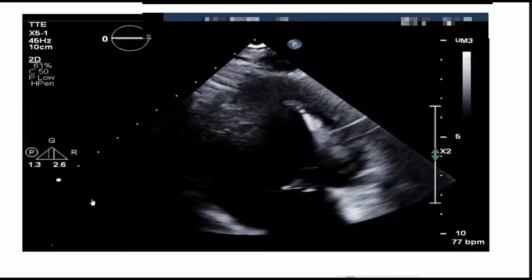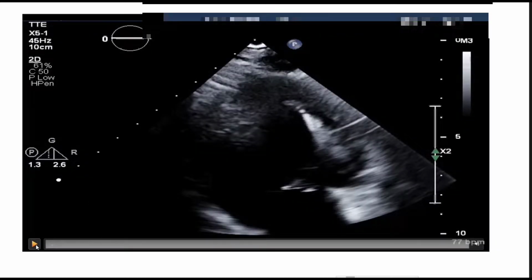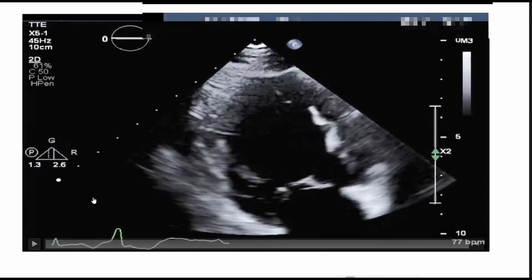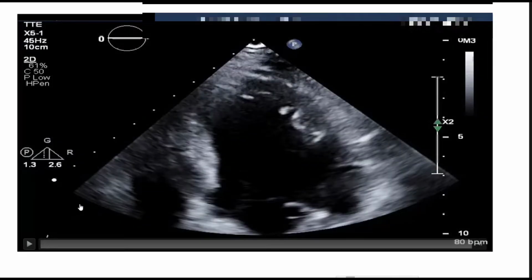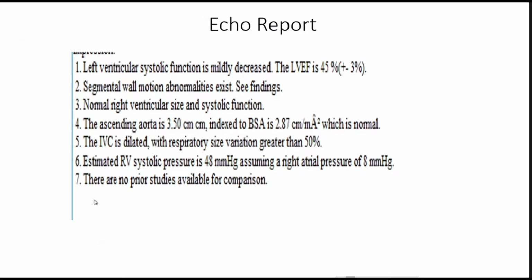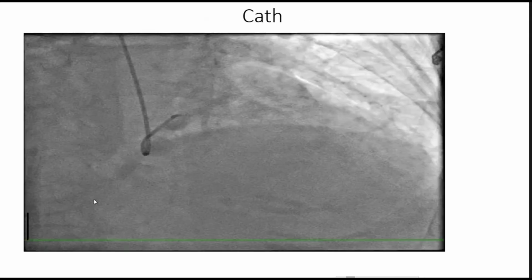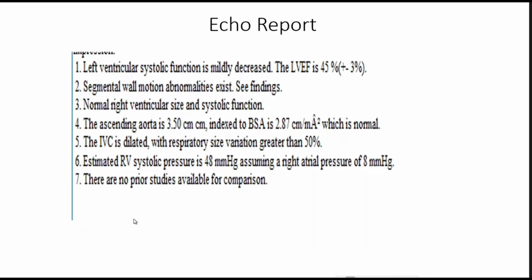Anybody else want to tell me what they're seeing here? Anything different that you wish they would have done with this echo? Were contrast images done, Steve? No, there were no contrast images done.